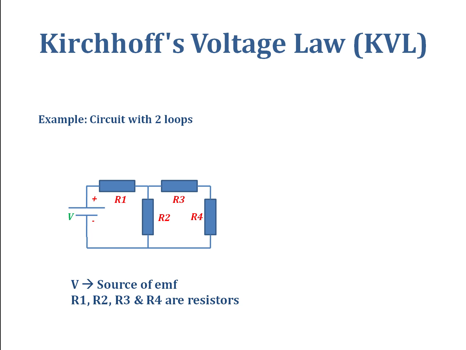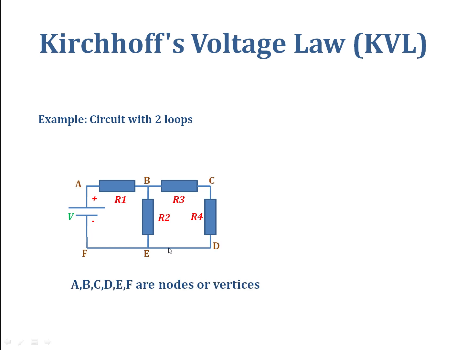this simple circuit. This simple circuit has got a source of EMF V and certain resistors R1, R2, R3 and R4. And this circuit, as you can see, has got two closed paths. In order to define the closed paths, I am going to label the vertices or nodes. So the nodes are A, B, C, D, E, F.